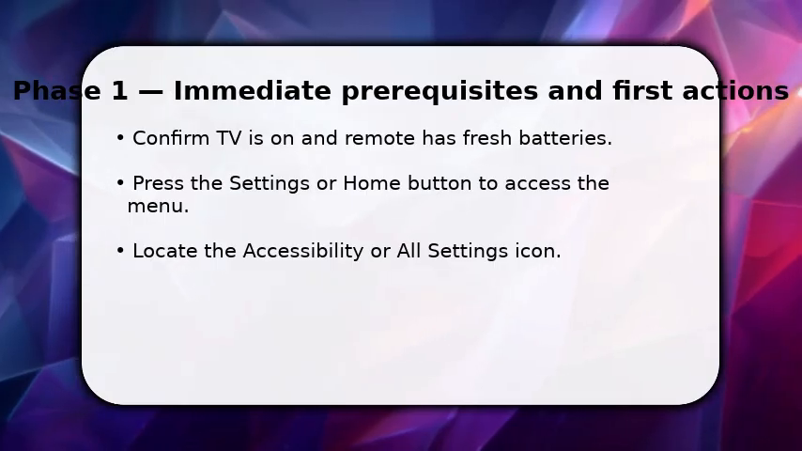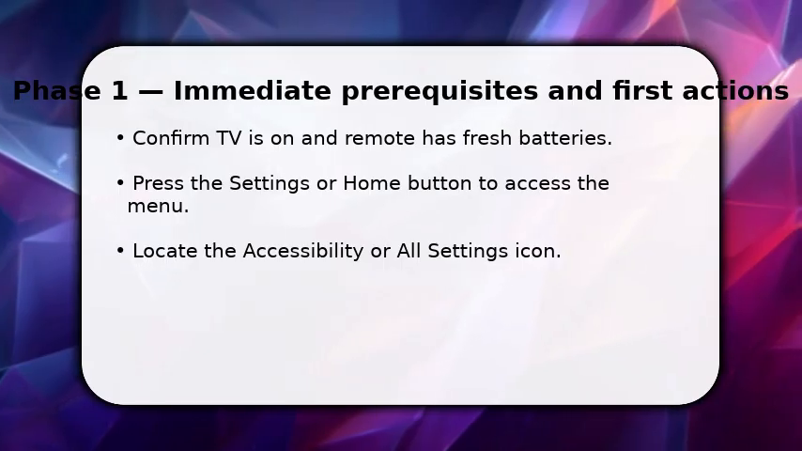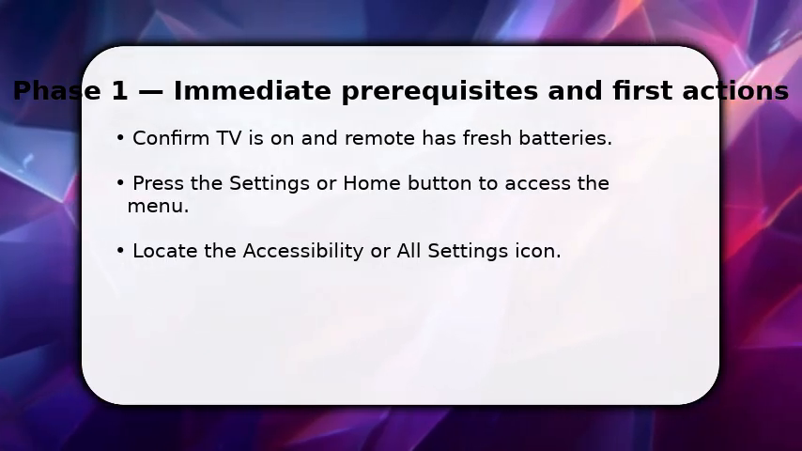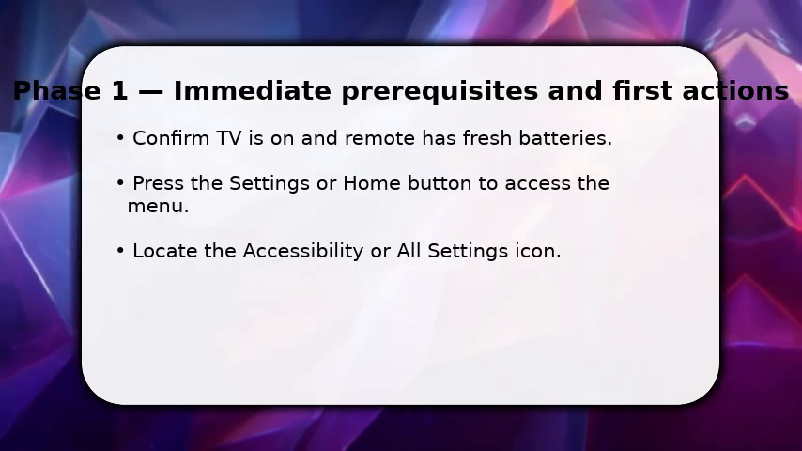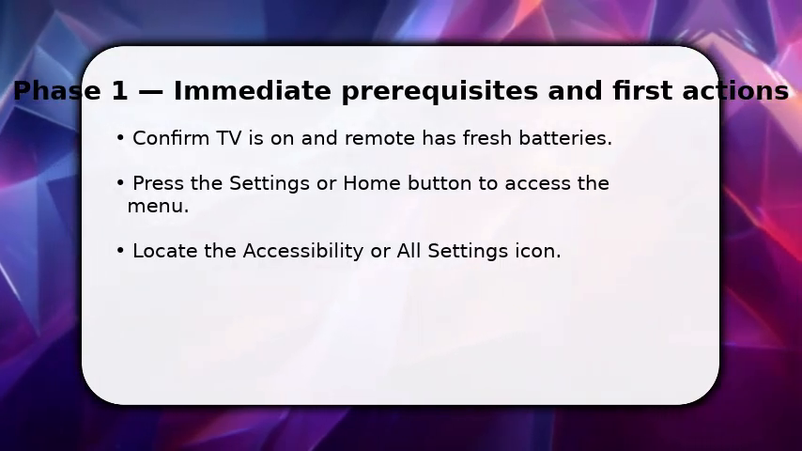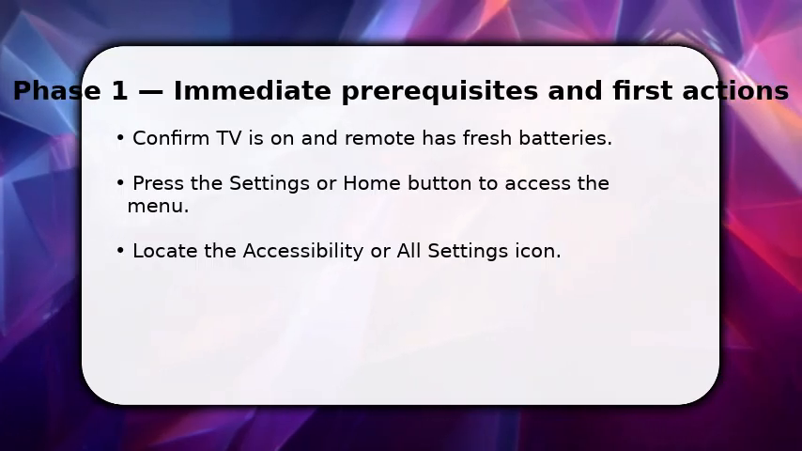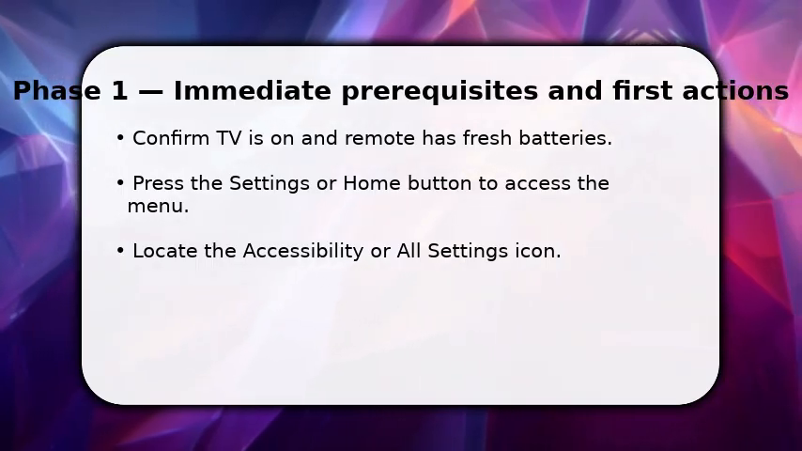Before you start, make sure the TV is on and the remote responds. Press Settings or Home to open the on-screen menu. This is faster than guessing. Once the menu appears, navigate to All Settings, then look for Accessibility. On recent LG models, it's under General.